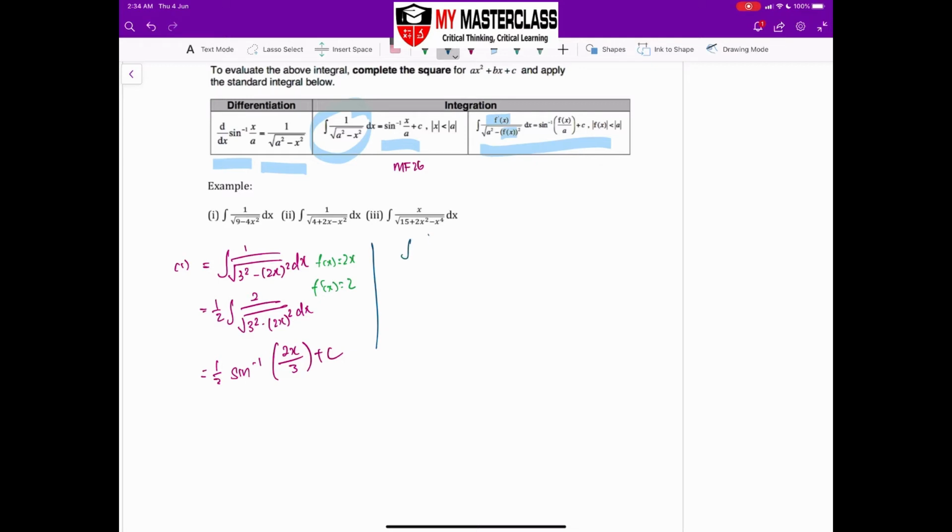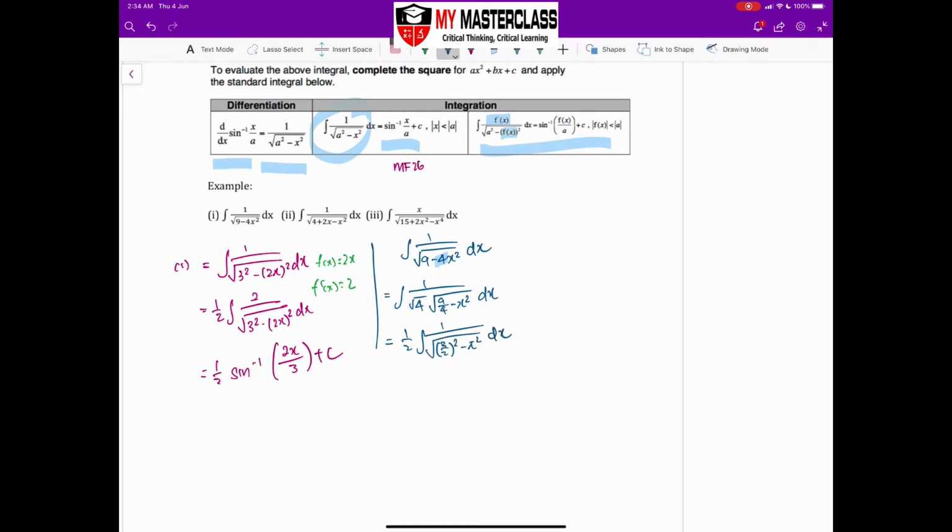They are very, very similar, just that I'm going to bring out the coefficient of your x squared. In this case, your coefficient of x squared is 4. So I'm going to bring it out. Let me write it down. You're going to square root 4, times 9 over 4 minus x squared. So 1 over root 4 will be half. I will get into this form.